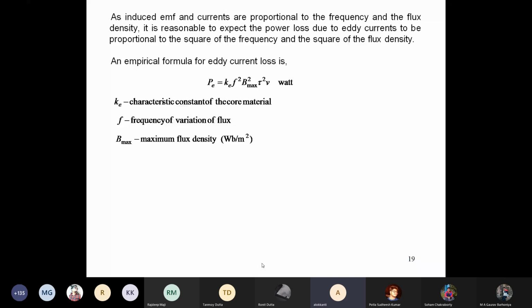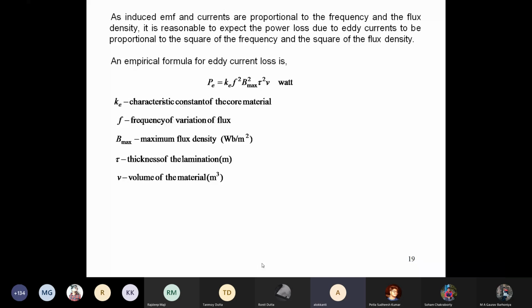We have done some numericals, and you'll get a lot of numericals using Bmax in the books. Tau is the thickness of the lamination sheet. This tau is basically the thickness of the lamination in meters, and it comes out of this derivation. And V is basically the volume of the material in meter cube. So this is the empirical formula for the eddy current loss.